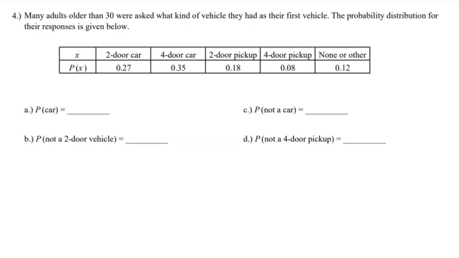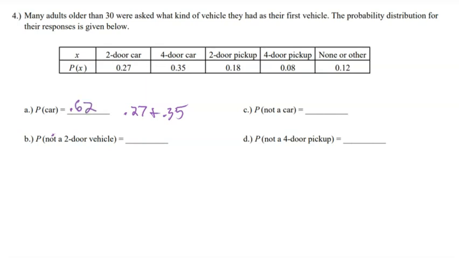And the probability that you randomly select a person and their first vehicle was a two-door car is 0.27. The probability of selecting somebody whose first vehicle was a four-door pickup truck is 0.08. So we want to know, what is the probability that they had a car as their first vehicle? A car would include both a two-door car and a four-door car. So all we would do is add together 0.27 plus 0.35. If we add these together, that's all of the cars, and so that's 0.62.